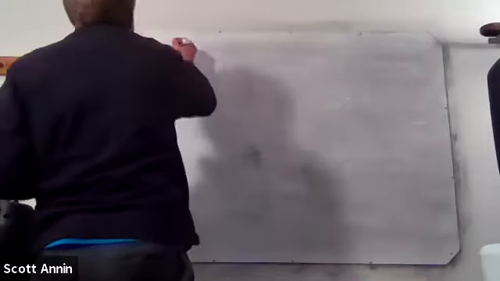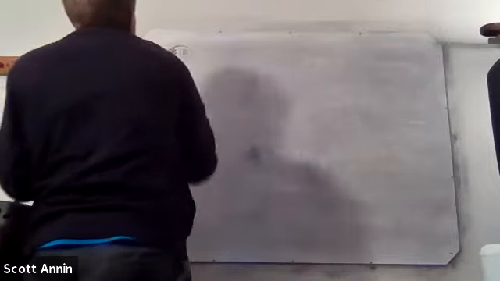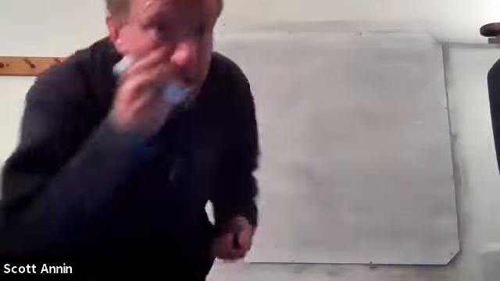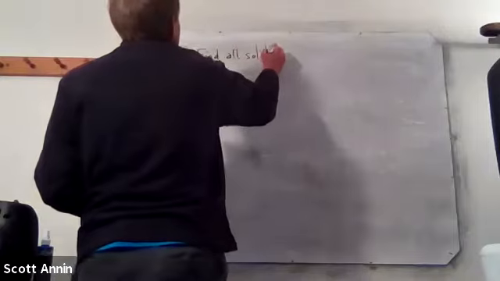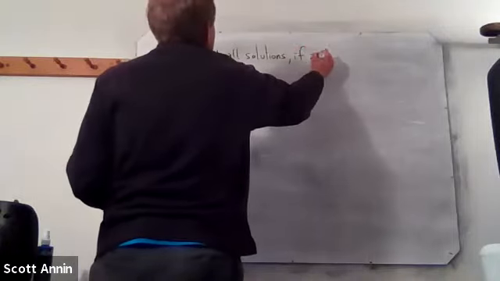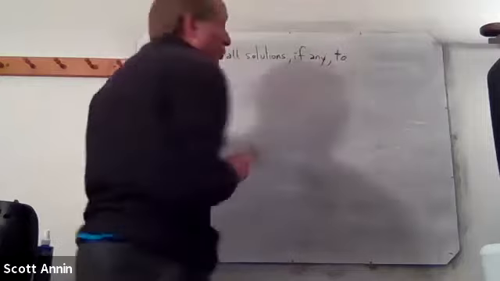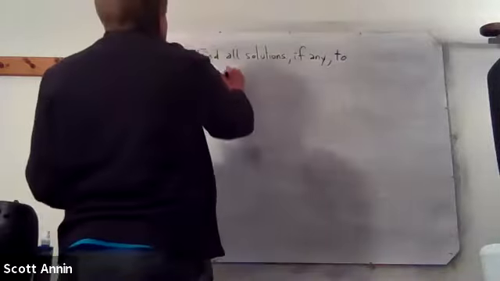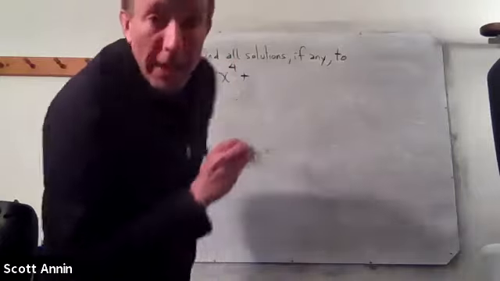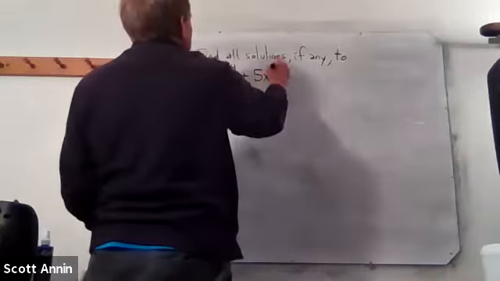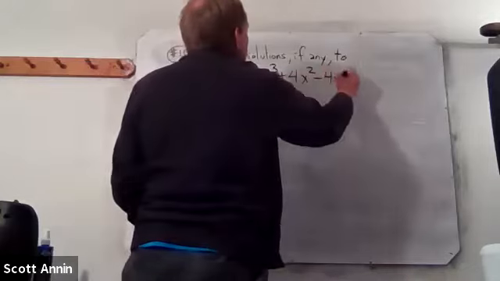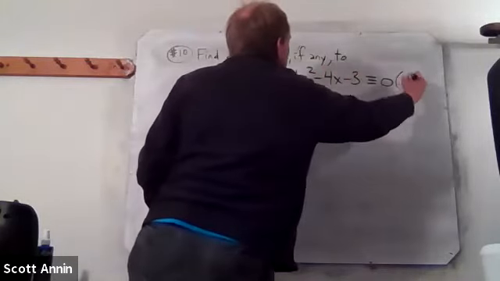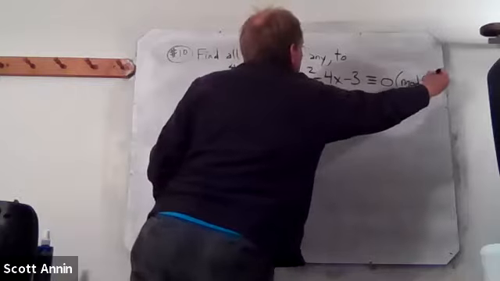So this is number 10. It says find all solutions, if any, to the following equation: x to the fourth plus 5x cubed plus 4x squared minus 4x minus 3 congruent to 0 mod 52.